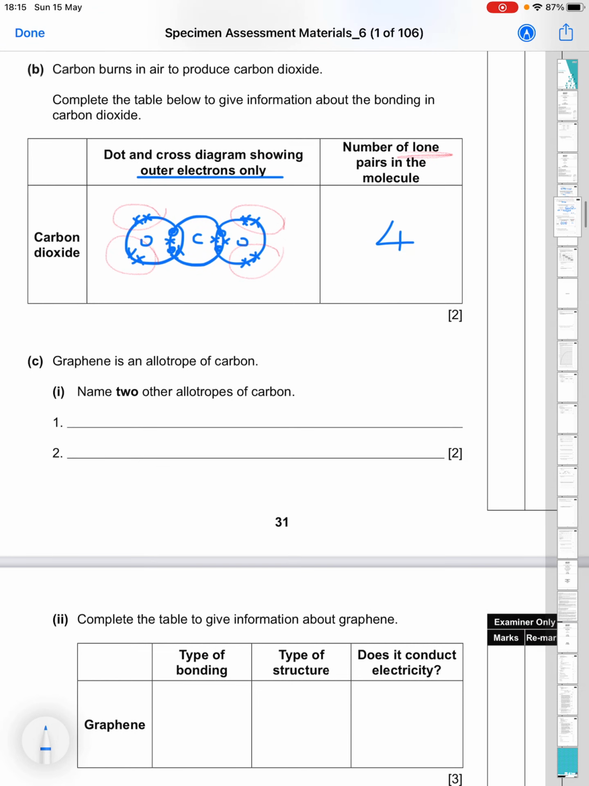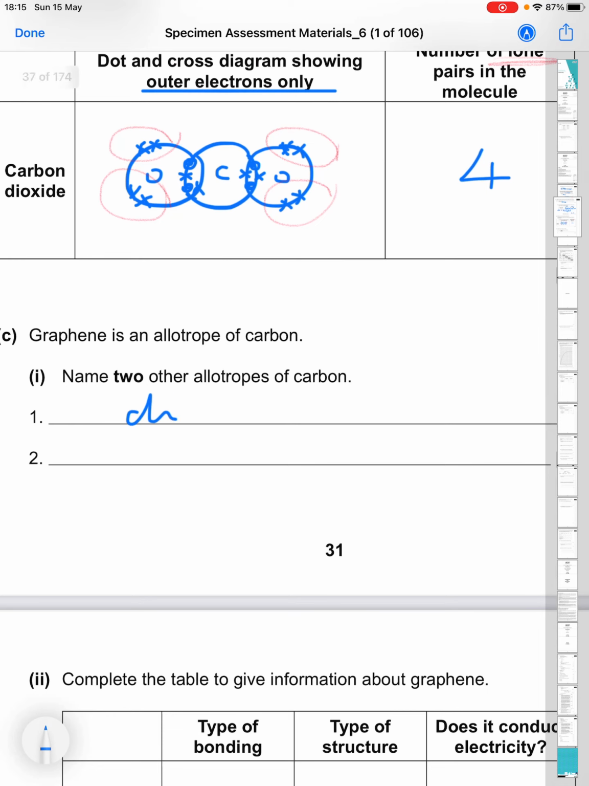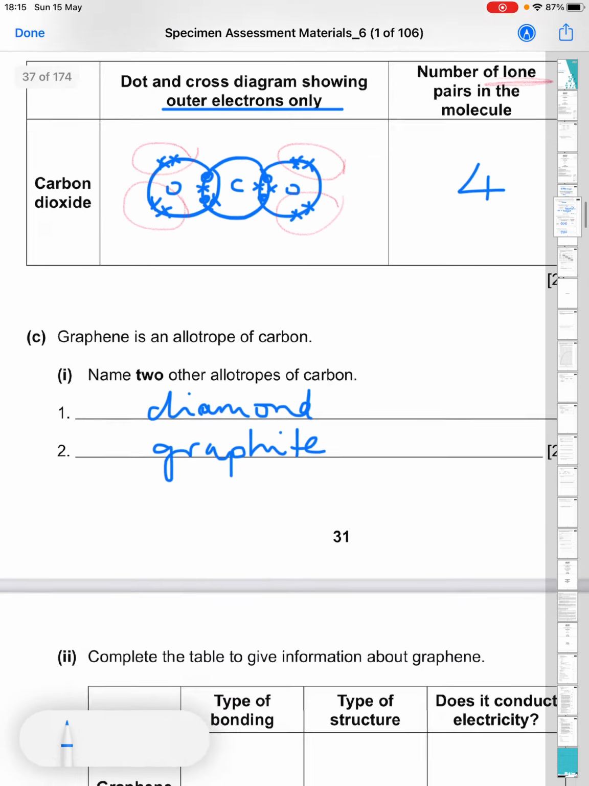Next it says graphene is an allotrope of carbon. Name 2 other allotropes of carbon. Dead easy, diamond and graphite. Be prepared for all sorts of questions about diamond and graphite. It's one the examiners really, really love.